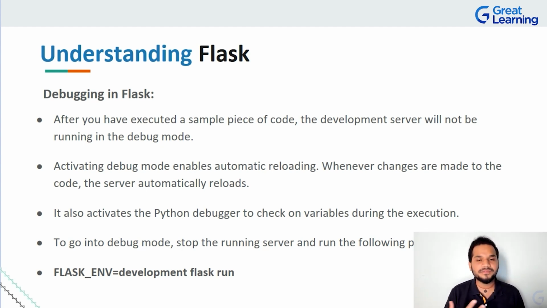And whenever you have executed a sample piece of code, the development server that you're working on will not work in debug mode. It will be working in production mode. It will be thinking that you have your app ready and ready to function. When you say, hey, this is not ready for launch, I'm trying to debug it, you activate something called debug mode. And activating debug mode does a lot of things for you. The most important thing is it enables automatic reloading.